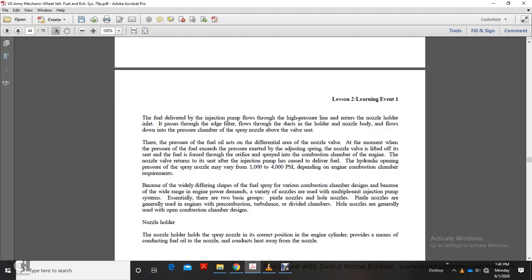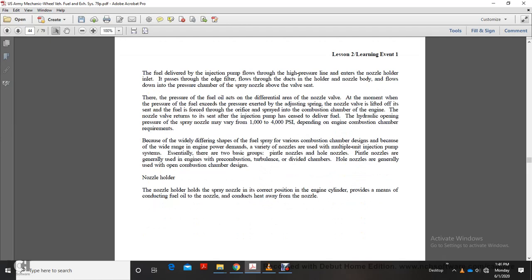The pressure fuel oil acts on a differential area of the nozzle valve. At the moment the fuel pressure exceeds the force exerted by the adjusting spring, the nozzle valve is lifted off its seat. Fuel is forced through the orifice spray into the combustion chamber of the engine. The nozzle valve returns to the seat after the injection pump ceases to deliver. The hydraulic opening pressure of the nozzle may vary between 1,000 and 4,000 psi depending on the engine combustion chamber requirements.